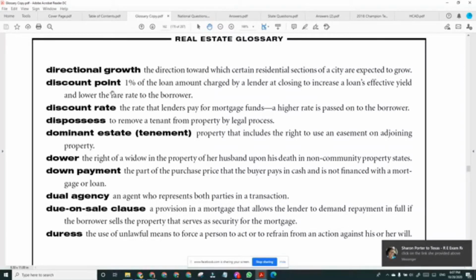Okay, discount point, 1% of the loan amount charged. Thanks, Sharon, for helping, because yes, I'm not going to interrupt the class to help and be answering questions on Messenger.